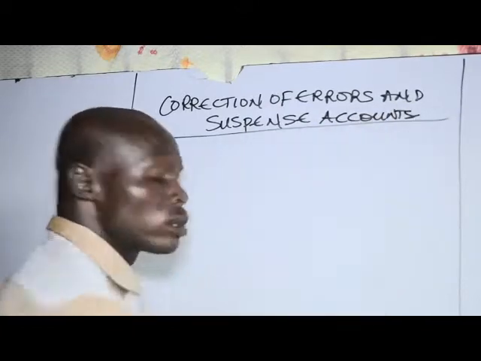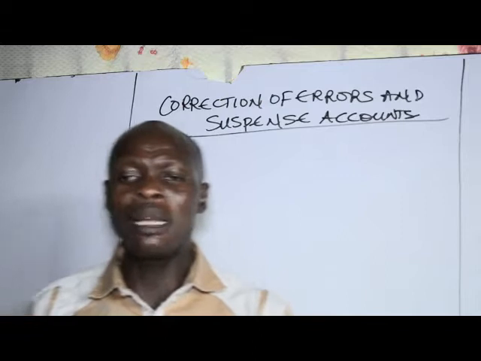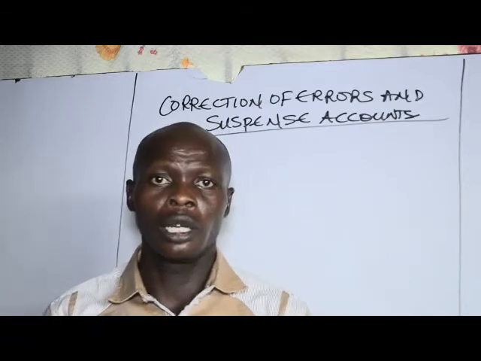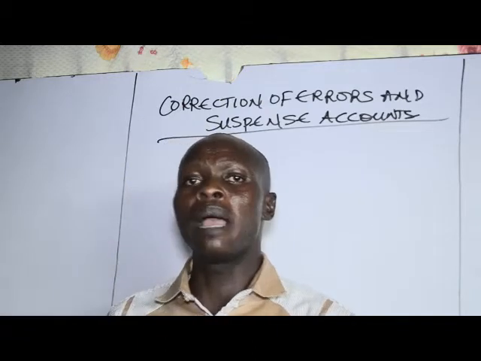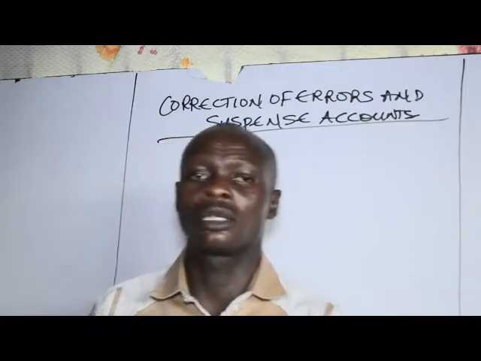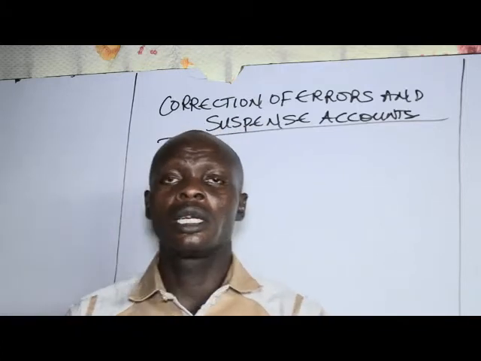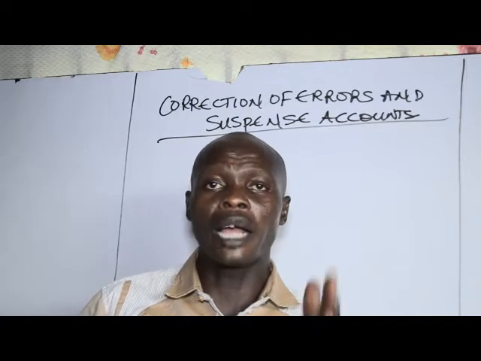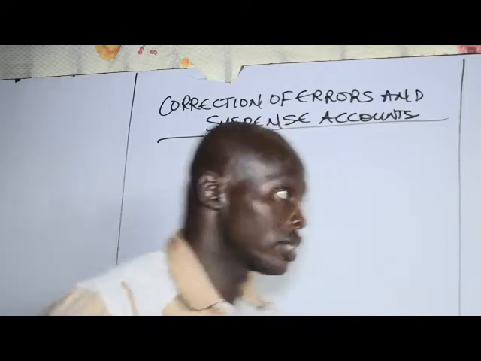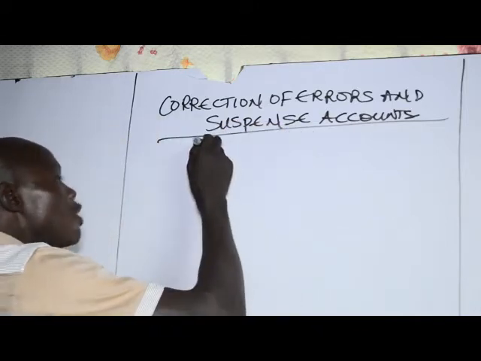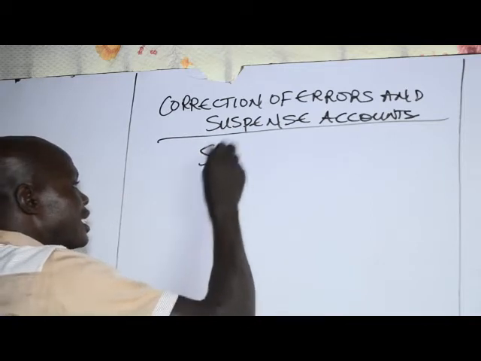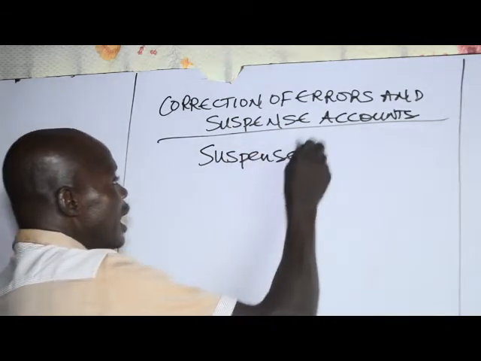In this part 2, I will examine those errors that affect the agreement of the trial balance. So, what do we mean by suspense accounts?